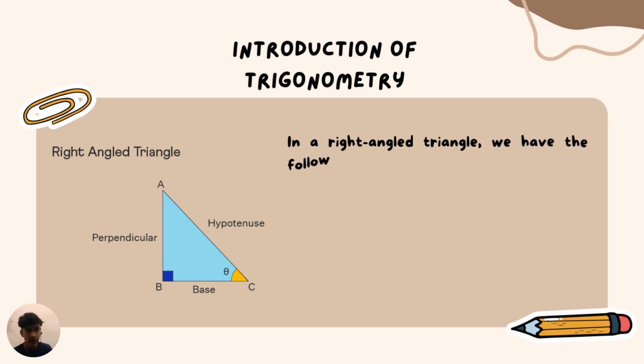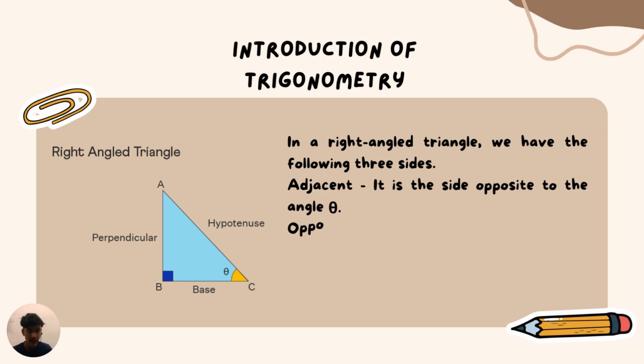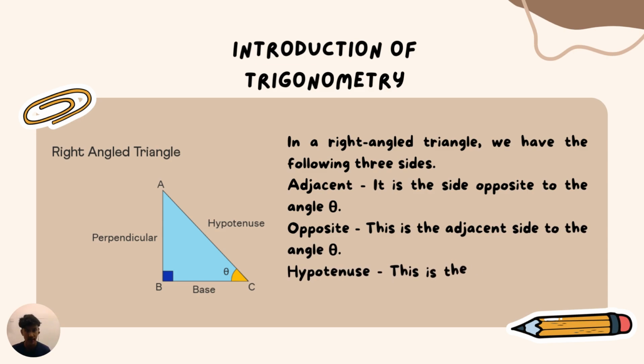Introduction of trigonometry. A triangle in trigonometry has three sides, side A, B, C, and has a hypotenuse, base, and perpendicular. In a right angle triangle, we have the following three sides. Opposite is the side opposite to the angle, adjacent is the side adjacent to the angle, and hypotenuse is the side opposite to the right angle.